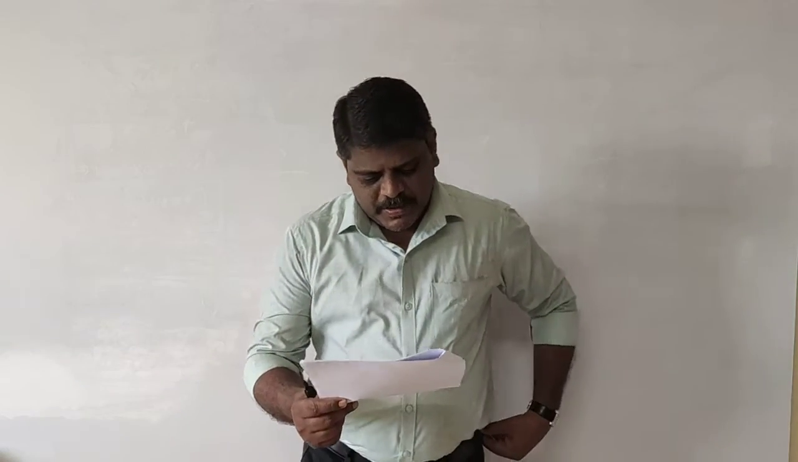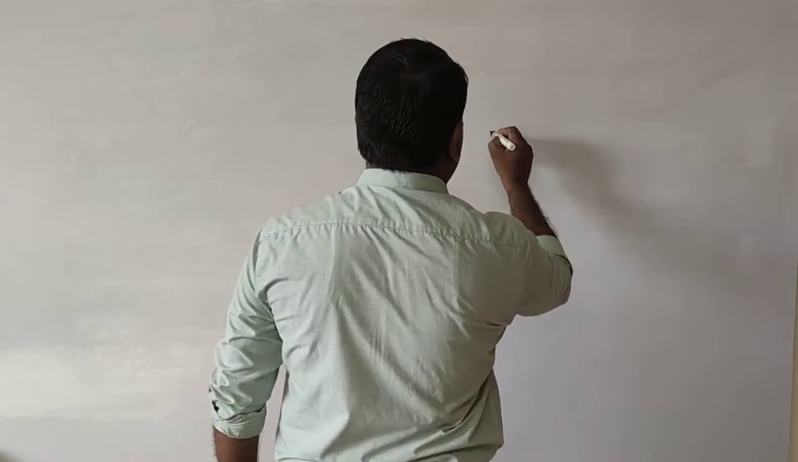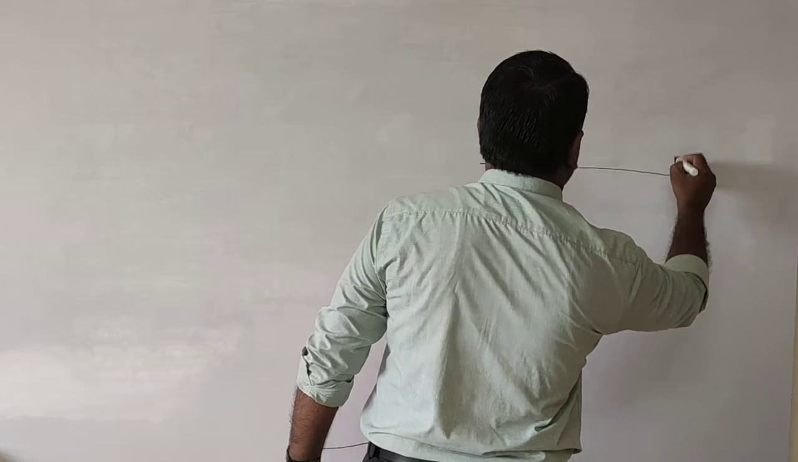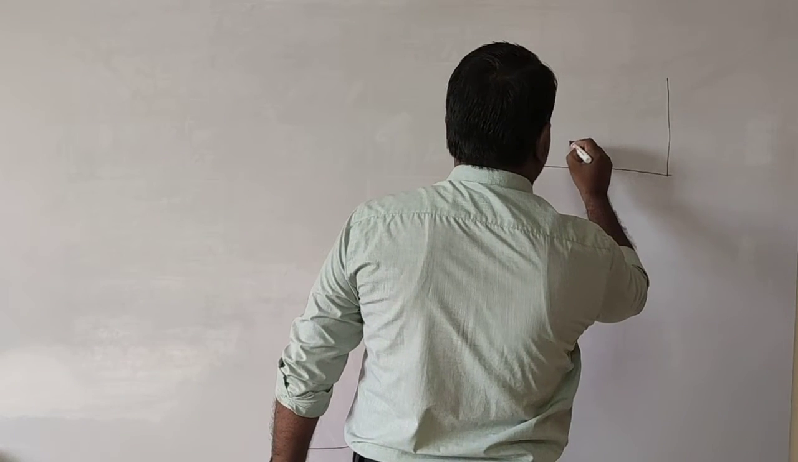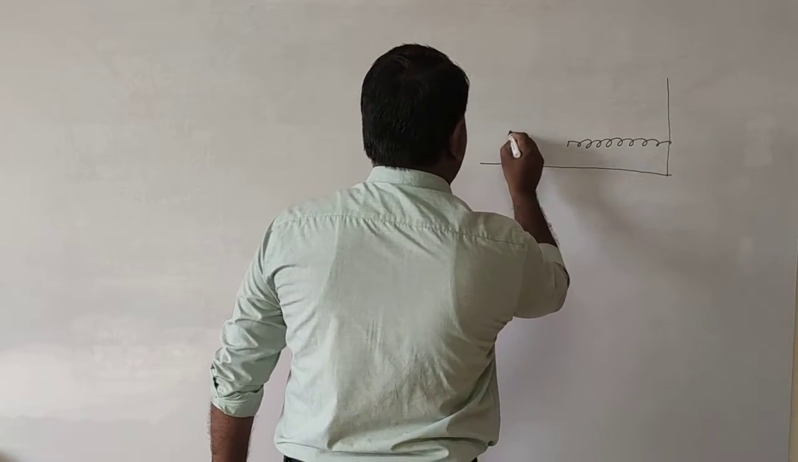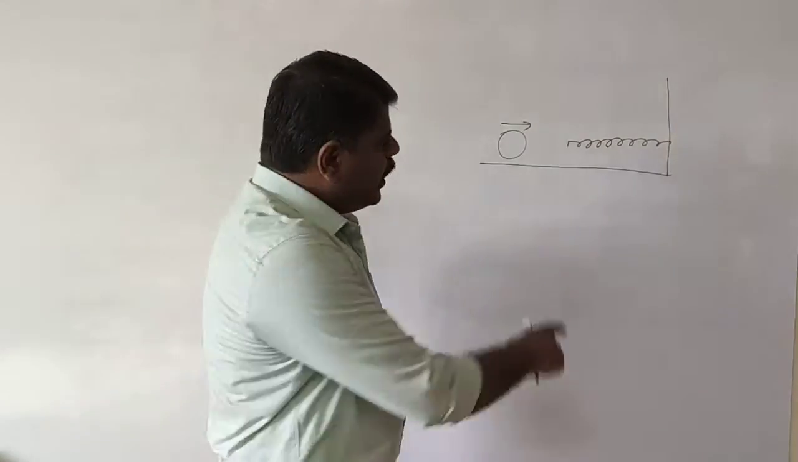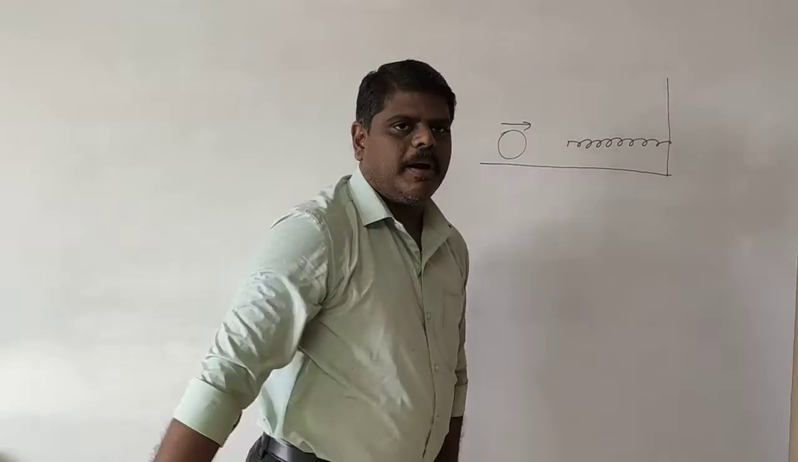Okay, my friends. In the problem, if you can observe, a diagram is given. A ball is there and a spring is there. The diagram will be given to you like this. Here the spring is given to you, and here a ball is there. The ball is moving in this direction, and whenever it hits the spring, what happens? The spring is going to be compressed.